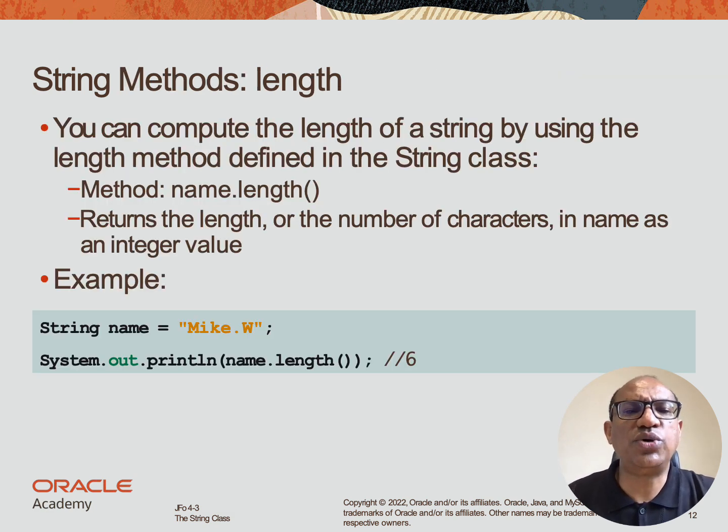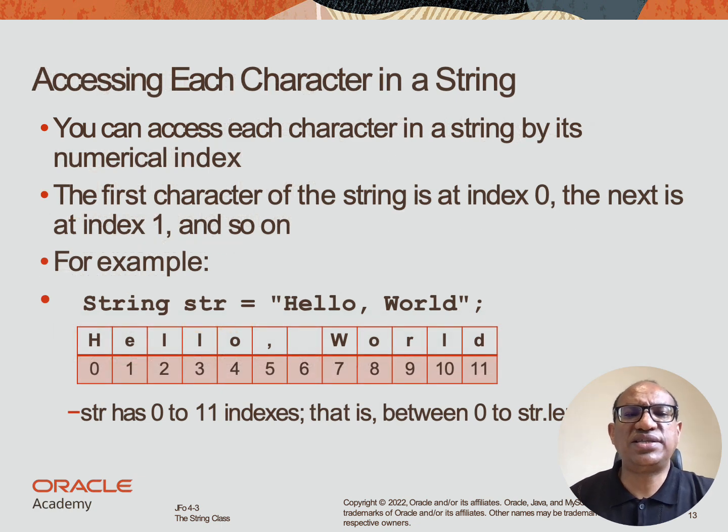Let's look at one of the most used methods, length. You'll use it like this. String name = "Mic.w". System.out.println(name.length()). So the output is 6. It counts every character, even punctuation and white space. You can also access specific characters in a string using an index. Index starts at 0. So in "hello world", h is index 0, e is 1, and so on.